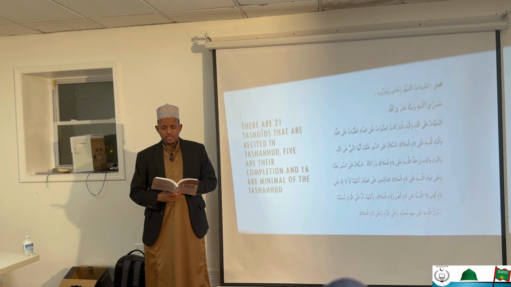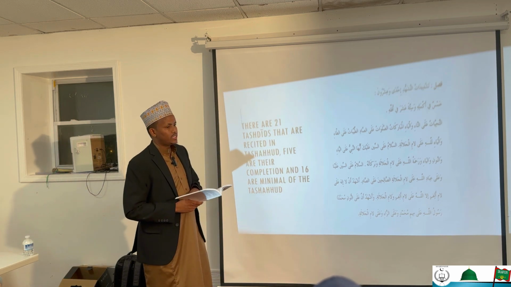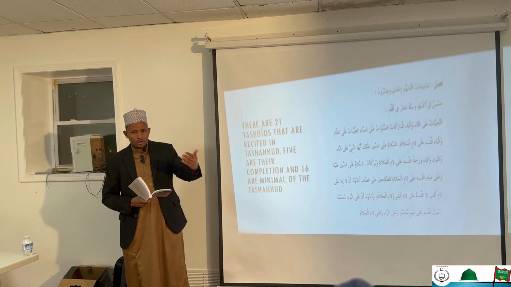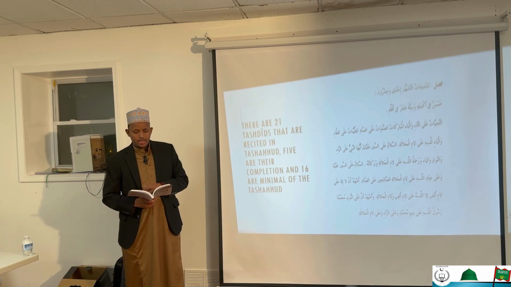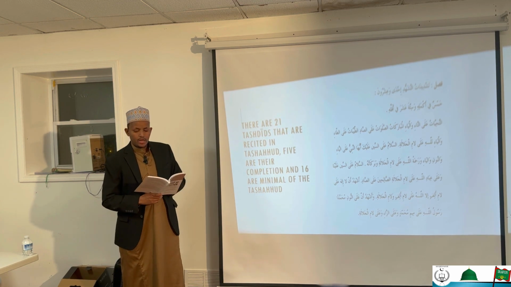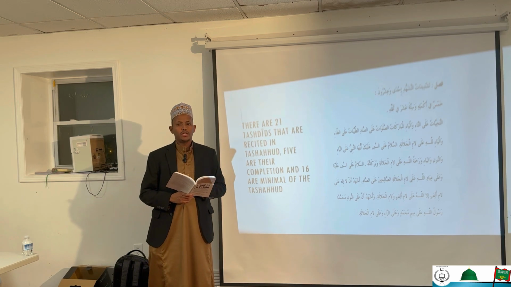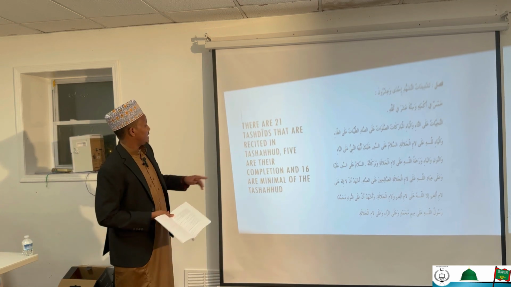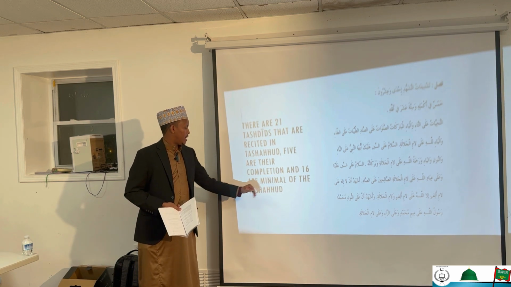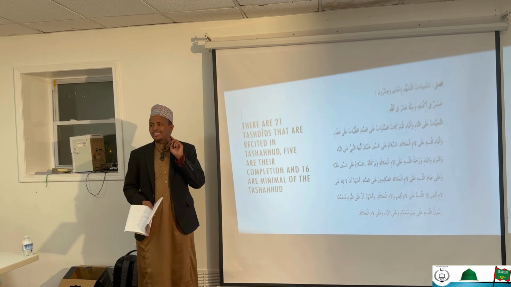Page 59, تشديدات التشهد 21. The tashdid of the tashahhud. Again, the tashahhud is the one we call at-tahiyyat. The tashdid are 21. So it says خمس في أكمله وستة عشر في أقله. So it says 5 are their completion and 16 are minimal of the tashahhud. So the minimum tashahhud are 16.